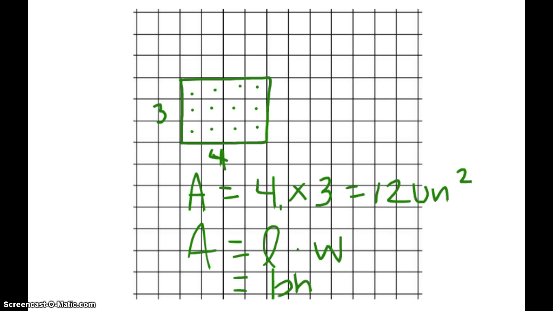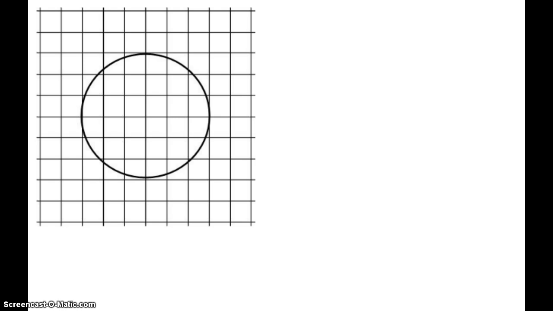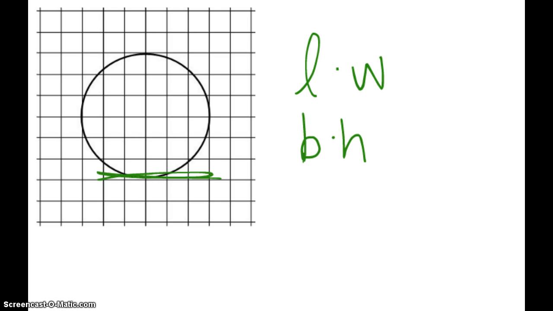So that's probably the easiest shape to find the area of. But what if we have a circle? Can we use the formula length times width or base times height? Well, do we have a length or a width on a circle? Do we have a base or a height on a circle? No, we have a curved surface. So we can't use the formula length times width.